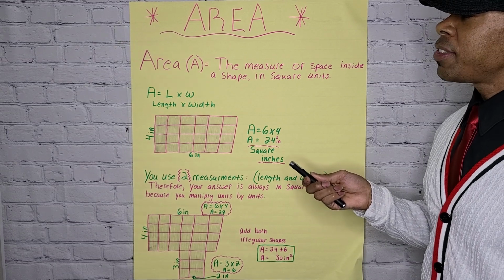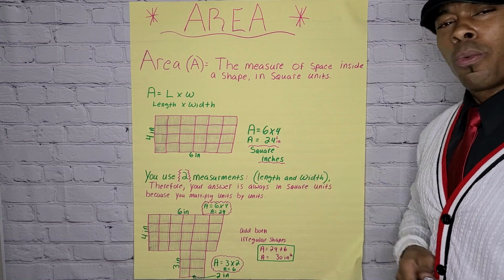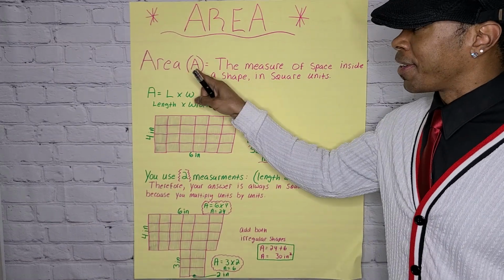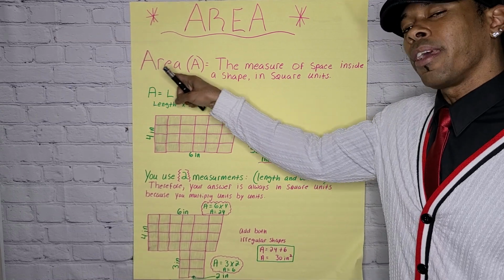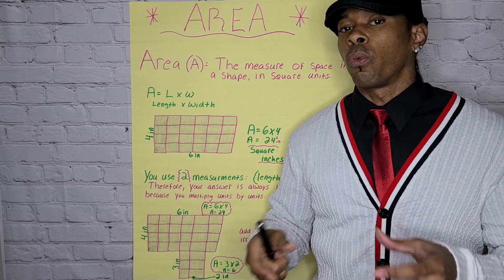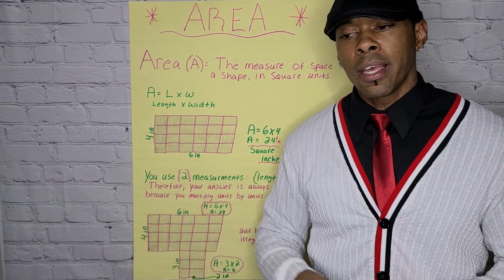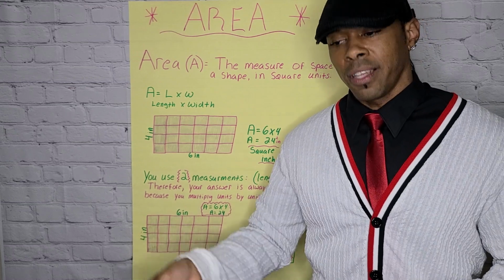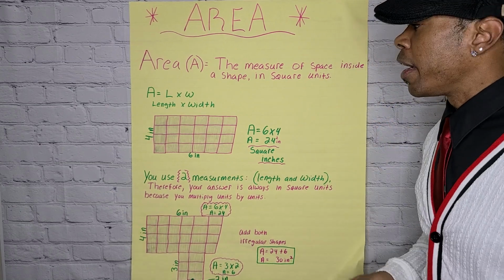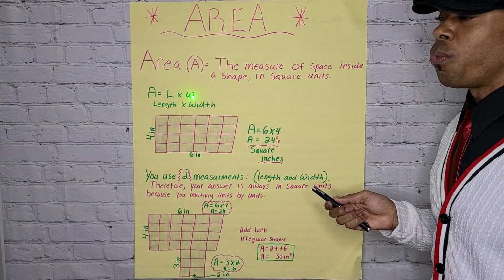Now, right next to area, we have a little bitty A. What does that A stand for, Mr. Champ? Well, look, the A stands for area, just like our P stands for perimeter. When you're working your perimeter problem, you would have P equals length plus width plus width. Well, the formula for area is length times width.